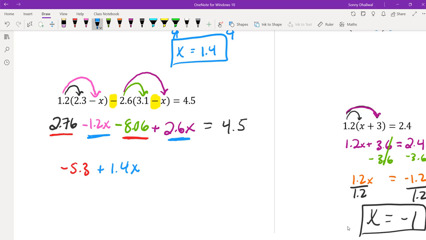Yes, Carter? Would it be x squared? No. When we multiply, the powers add. All right? Good question. Thank you for asking that. So it equals 4.5.